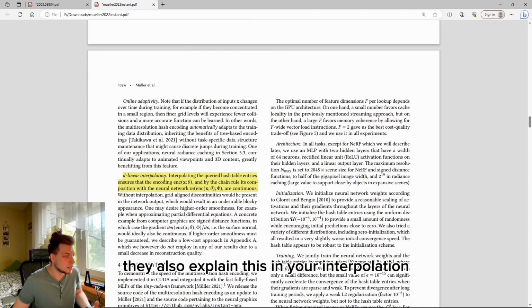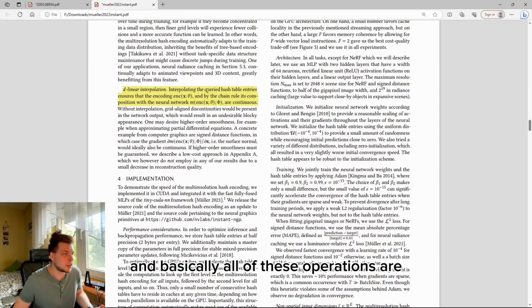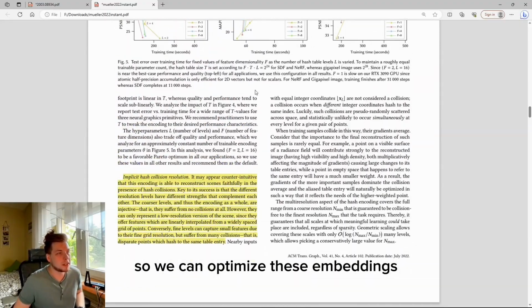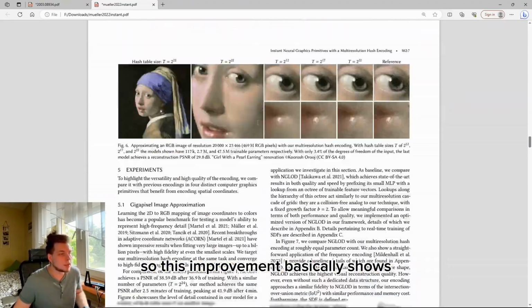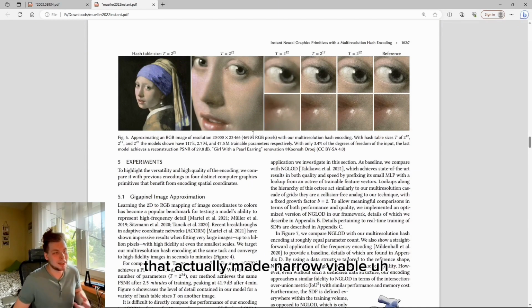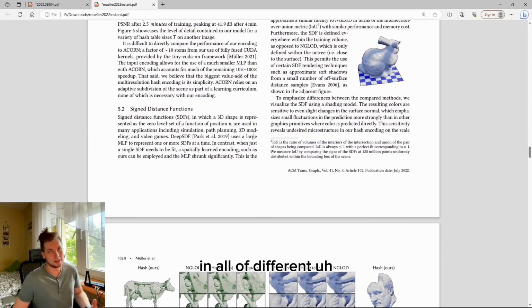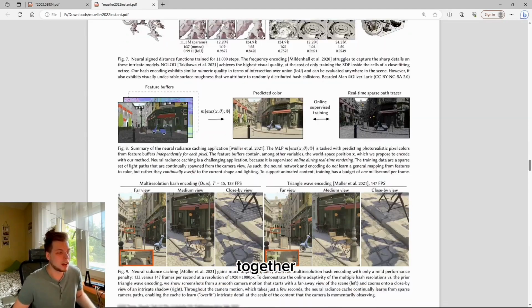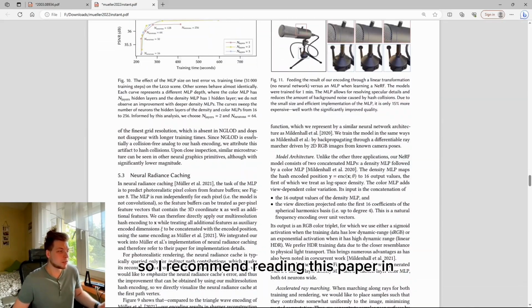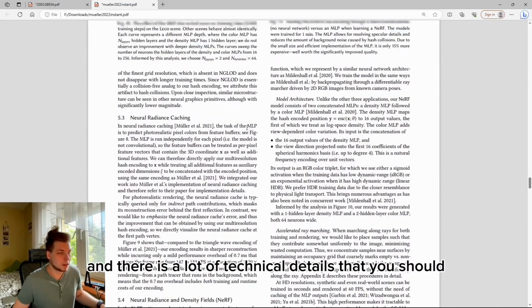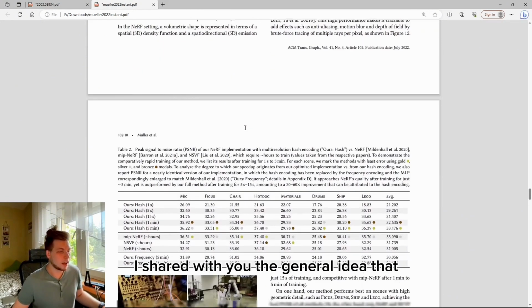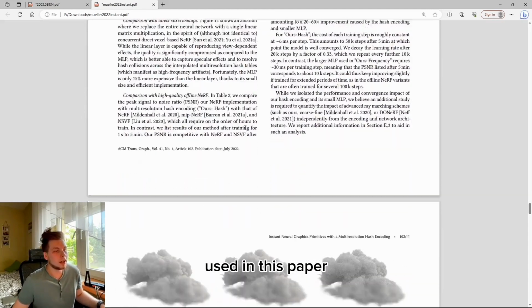They also explain this linear interpolation that they do, and basically all of these operations are continuous, and we can apply chain rule to calculate gradients on all of this, so we can optimize these embeddings directly from gradient descent. So this improvement basically showed great results that actually made NeRF viable in all of different applications, because now training something for 1 minute and 1.5 minutes is reasonable, right? To get a particular scene. So I recommend reading this paper carefully. It's a long paper and there is a lot of technical details that you should go over, but I think I shared with you the general idea that they used in this paper.